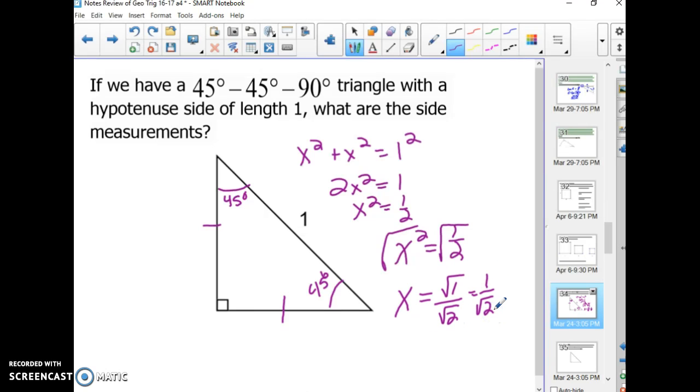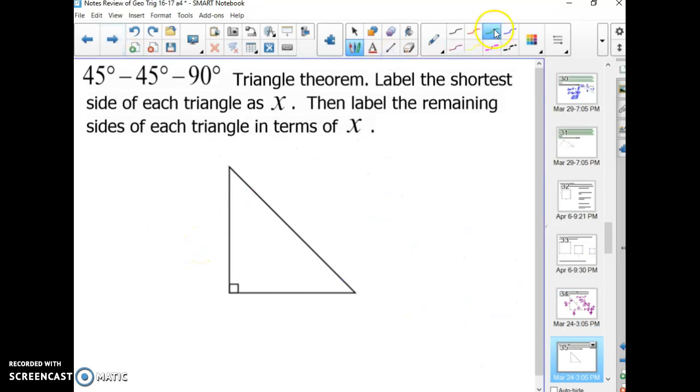But I don't like to leave a radical in the bottom, so I'm rationalizing it. So then I get root 2 over 2. And so that's what the sides are equal to in a 45-45 triangle. So this is the situation that I know. In a 45-45, the sides have to be the same. The hypotenuse is equal to a side times the square root of 2.